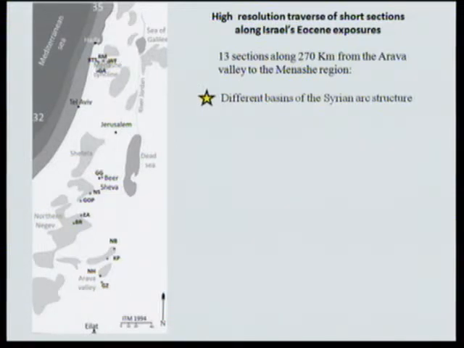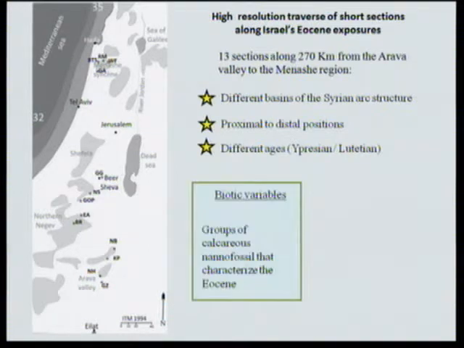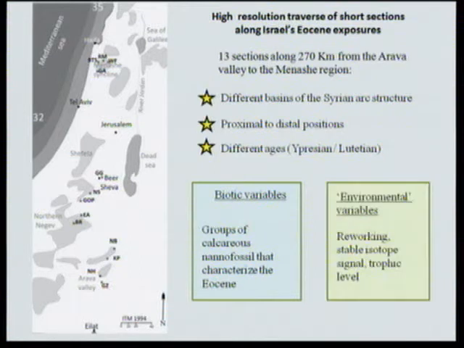We have different basins of the Syrian Arc. Do you remember the Syrian Arc at that time? So we have different basins. Do they matter? We have proximal to distal position, and we have different ages from the Eocene Lutetian. Now, it's like chess. I'm putting now the pieces of the game. We have biotic variables, which are groups of calcareous nanofossils of the Eocene. We have what I call environmental variables, which are reworking, stable isotope signals, trophic level, and so on. Now we have to use them all.